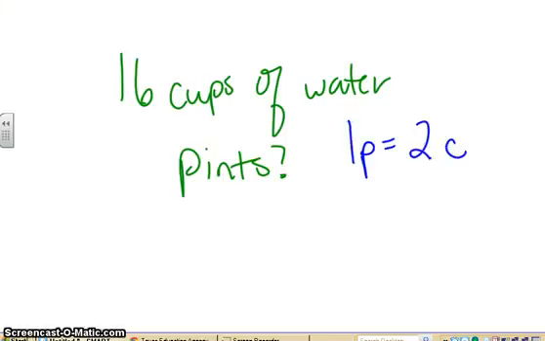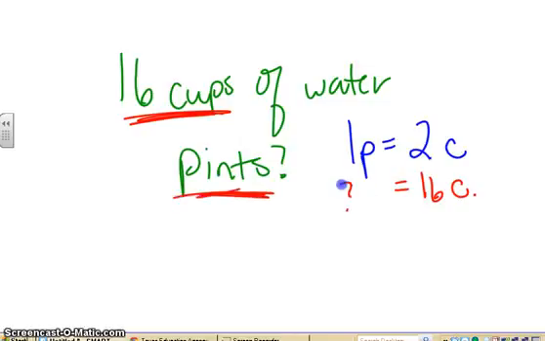Now let's write down the information that we have. We have 16 cups, so I'm going to put that over here with the cups, because the cups got to stay with the cups. And I don't know how many pints I have. So I'm just going to put a little question mark and my pints. Now I have to figure out, what do I need to do to convert it? So first I look at my blank. I know I'm going from my cups to my pints. So I'm going from my right to my left. So at the top, I got to go from my right to my left.